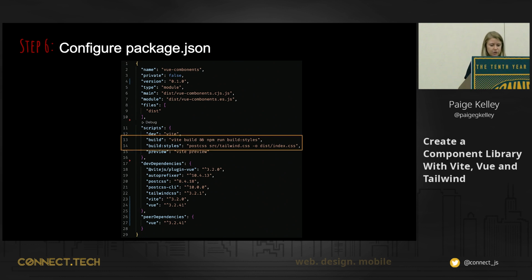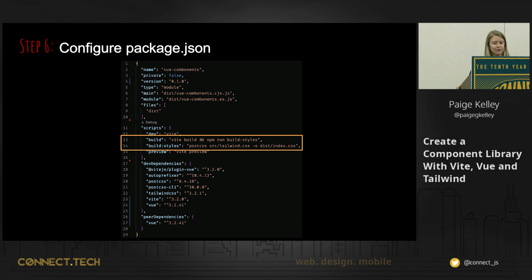Next, we're going to look at 2 of our scripts that we need to configure in here, and these are pretty important. So first is our build script. So this is what's going to run when we run npm run build. So what this is doing is it's actually just running 2 other scripts. So it's going to run Vite build, which we configured in our Vite config, and then it's going to run build styles, which we're going to talk about now.